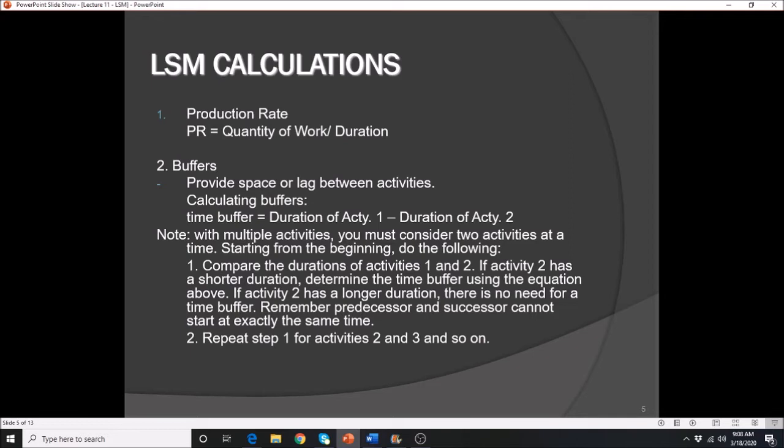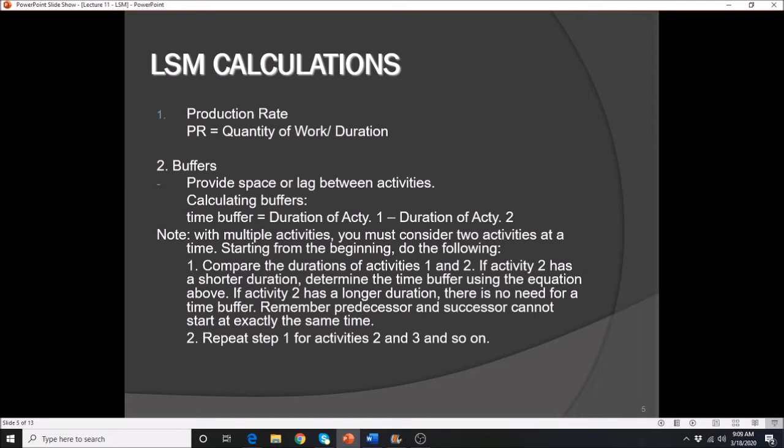So again, I repeat, if the previous activity has a greater duration than the current activity, or activity in question, then you are required to calculate the buffer. If the previous activity has lesser duration than the current activity, then you don't need to calculate the buffer. Only if the previous is greater than the current activity. So that is your key.